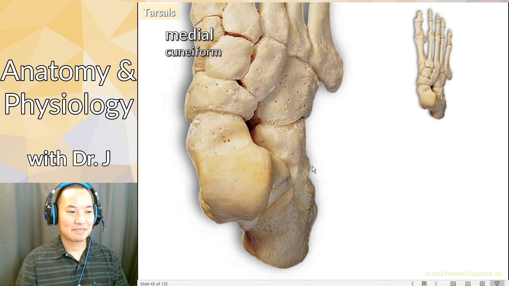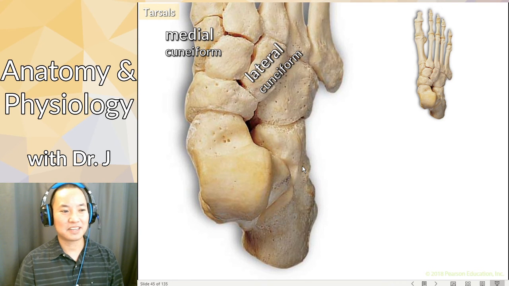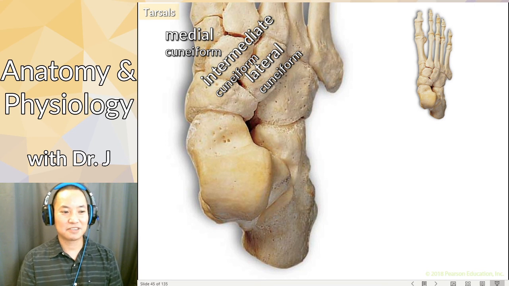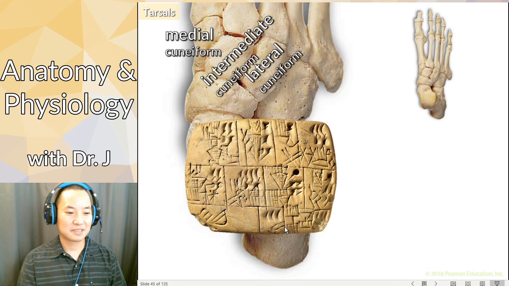And then we have this. We have the medial cuneiform, the lateral cuneiform, and the intermediate, or sometimes middle, cuneiform, depending on the textbook. They're pretty much the same to me. So what is that cuneiform? Well, if you've taken a world history class, you've probably heard about the Sumerians and their writing system. And I'm like, okay, so this is cuneiform.